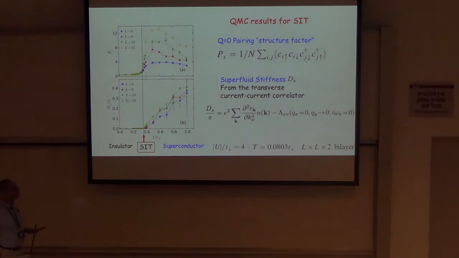Okay, I can rush through the Monte Carlo. Here I'm showing you Monte Carlo results done by Richard Scalettar and Nandini Trivedi. At the top, I'm showing you the pairing structure factor, showing that I'm going from a non-superconducting state to a superconducting state as I change t over t perp. I'm also computing the superfluid stiffness, and again showing the same thing, that I'm going from a non-superconducting state to a superconducting state at this insulator transition.